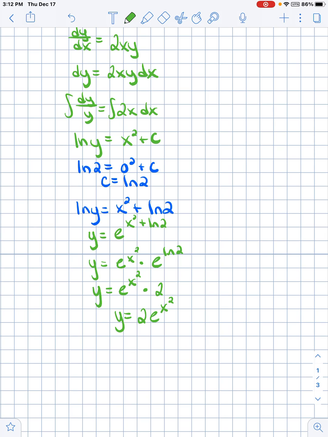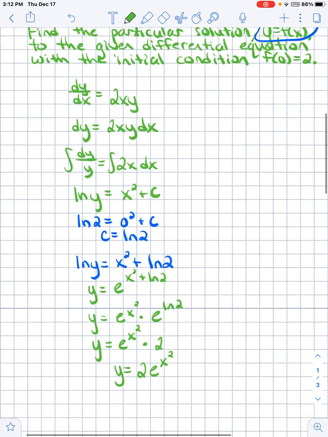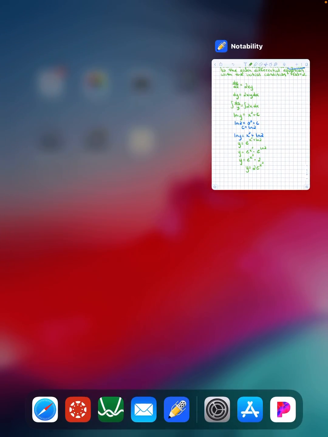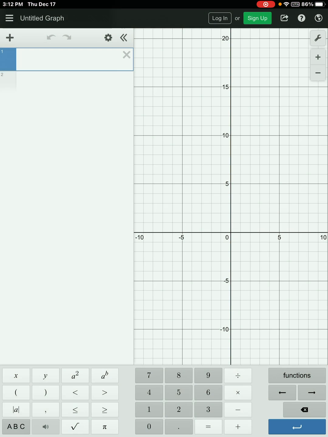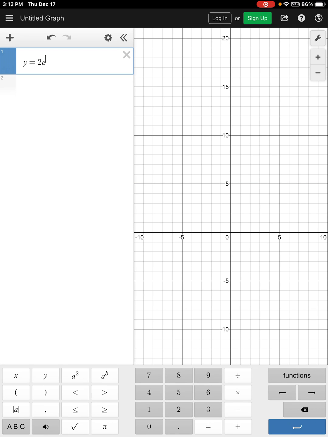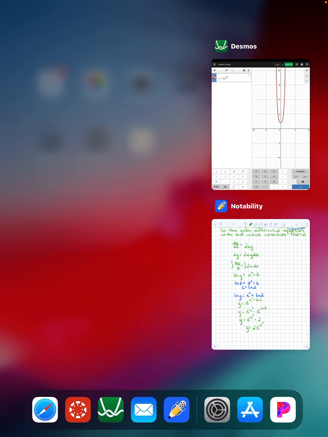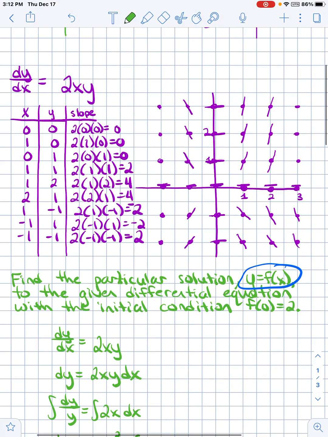Let's go see what that graph looks like and see how that might show up in this slope field. So let's go look at 2e to the x squared. I'm going to do that in Desmos. So I've got y equals 2e to the power of x squared. So there's our graph. Kind of parabolic looking, interestingly enough. And that's exactly what our graph was starting to look like.